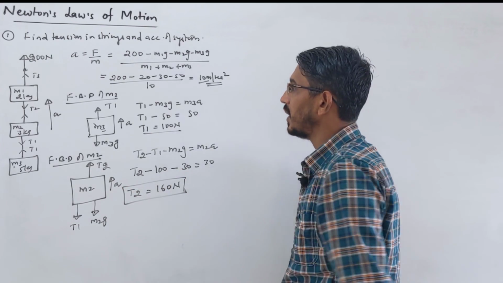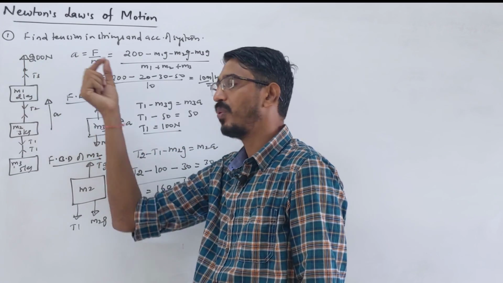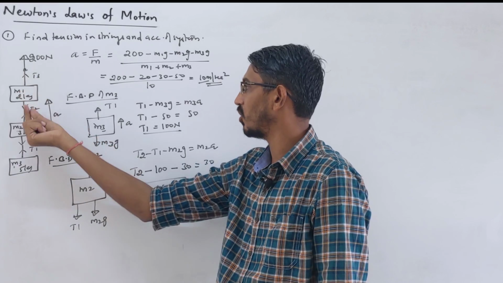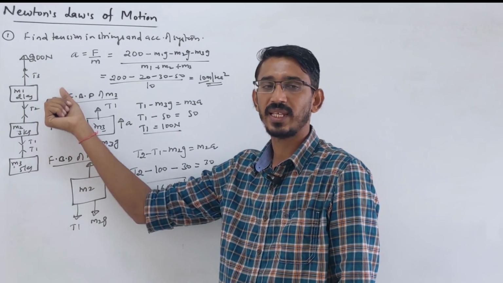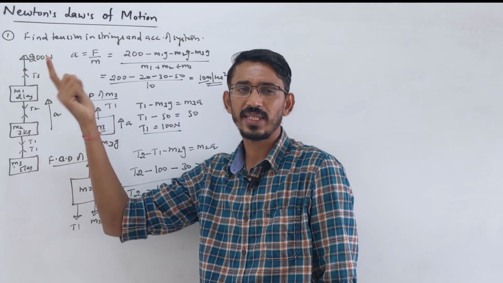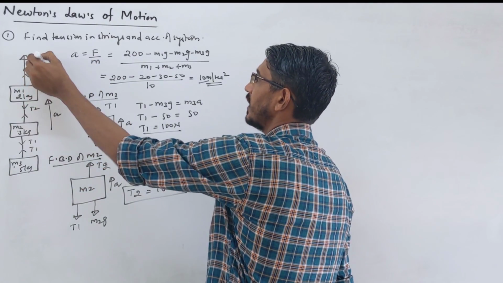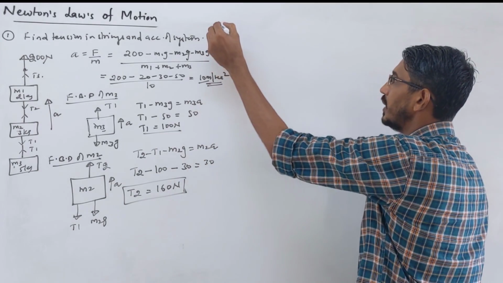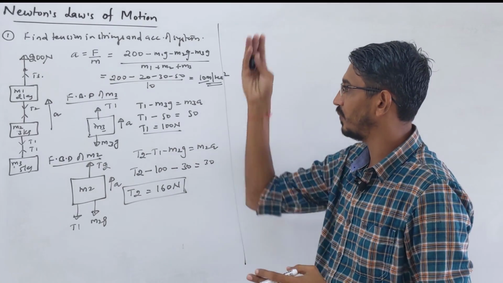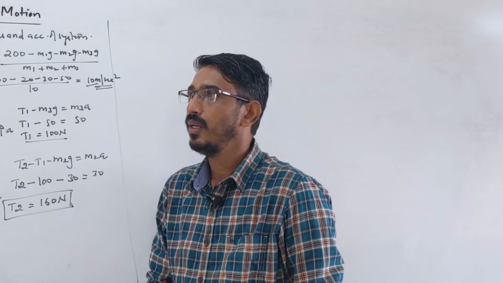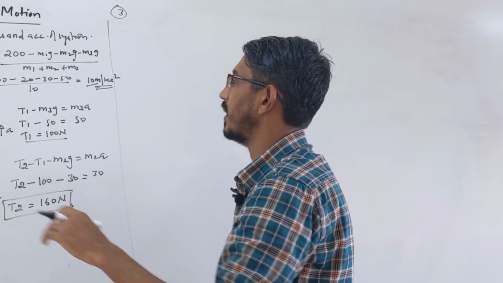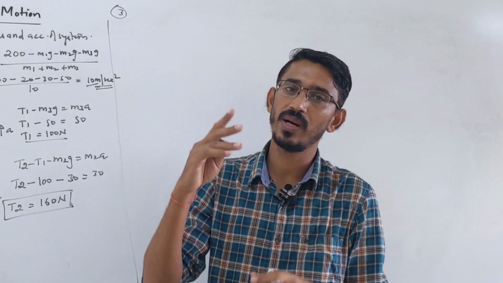T3 we don't need to calculate. It becomes 200 only. Still, if you want to try, you can check it. Take FBD of this block. Upward force is T3, downward force is T2 and M1G, and it's accelerating upward. Write that equation, calculate, and your answer should come exactly 200. In the exam we don't need to calculate. We know that this force will be the same as that force. So this was an example on accelerating in vertical direction. It can be accelerating upward or accelerating downward. Now we have done two types of questions on blocks connected by strings: horizontally they are moving, or they are moving vertically.